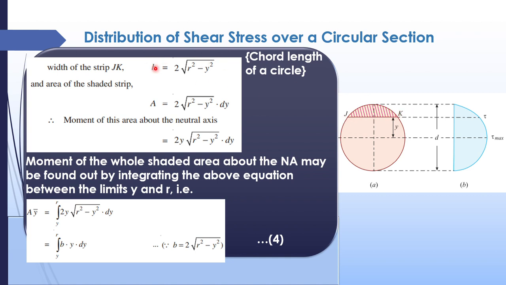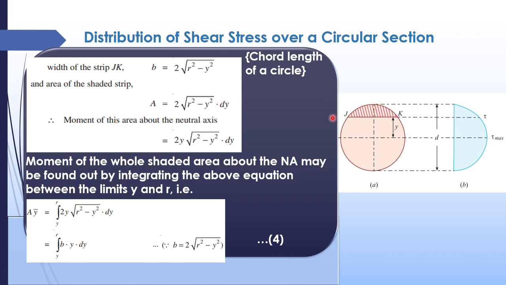The equation for the chord is 2 into root of r square minus y square. The chord length of a circle can be taken directly. Now the area of the shaded portion is A equal to 2 into root of r square minus y square into dy. Why? Because this is the area of a sector of a circle. This portion is known as a sector of a circle. This is also a direct equation you may have studied in mathematics, 2 into root of r square minus y square into dy. dy is this height. So that also you got.